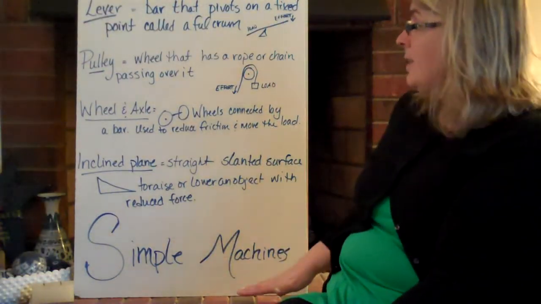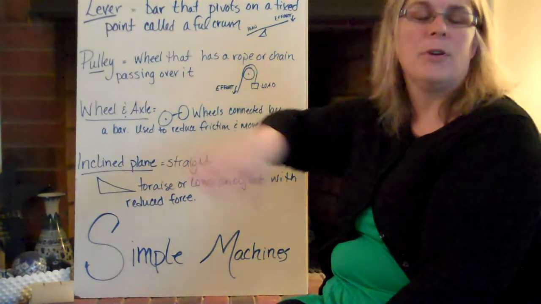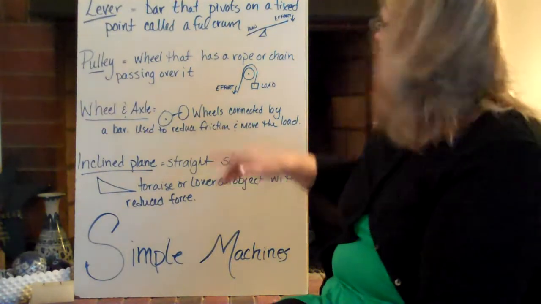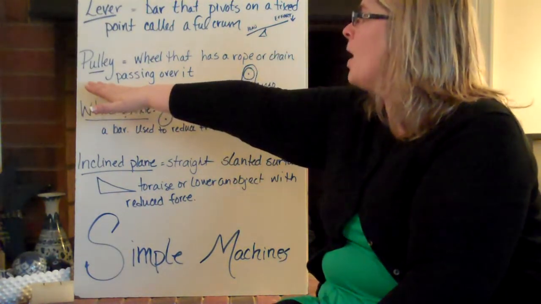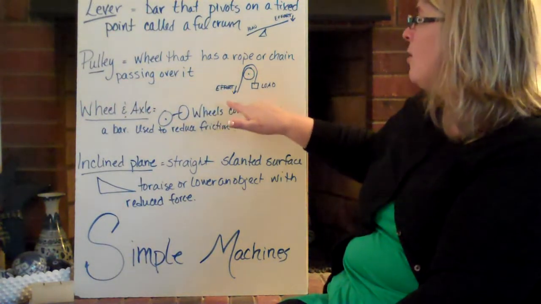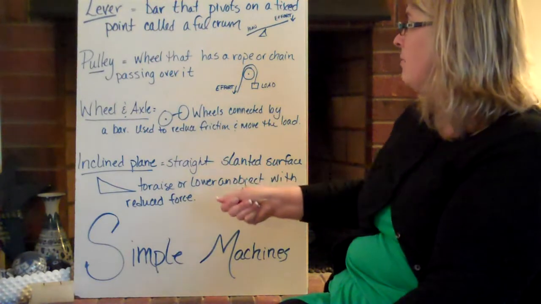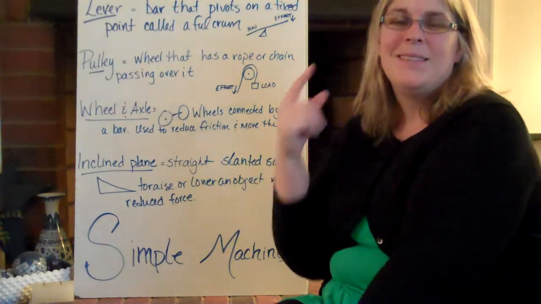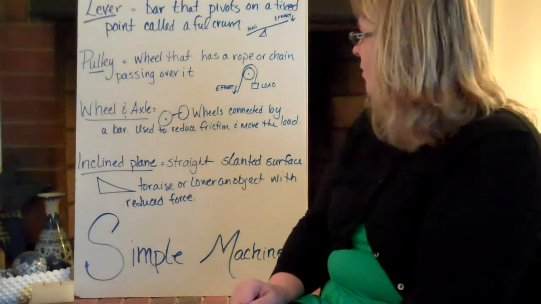Now, simple machines. I want you to know about the lever, which is a bar that pivots on a fixed point called a fulcrum. Think back to our catapults. Here we've got the load, the fulcrum, and the effort. A pulley is a wheel that has a rope or a chain passing over it, and you have the load here, and in order to get the load to lift up, you actually pull down. With a single pulley, or when you have multiple pulleys, it changes the direction of your effort.